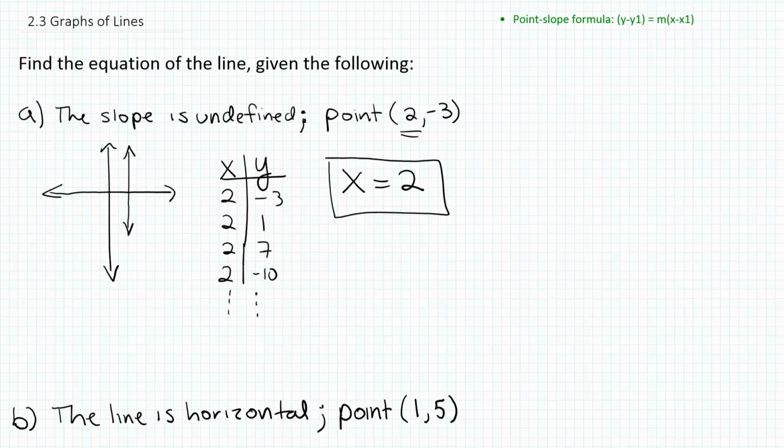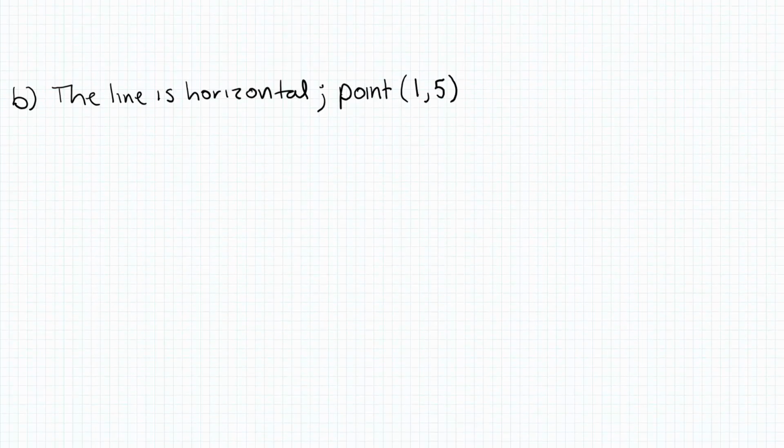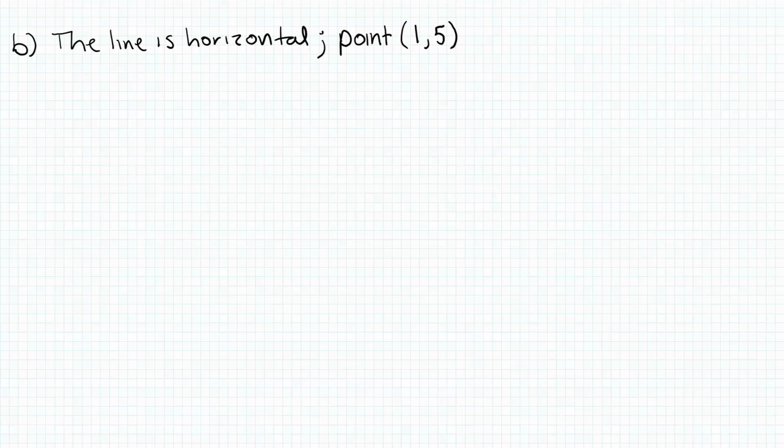All right, let's try to solve example B then. So we want to find the equation of the line for a horizontal line that has a point on it (1, 5). So remember what horizontal means. If we were to plot it, it would basically mean that the line sort of is flat going east to west, right? So for example, it might look something like this. All right, so that's the horizontal line.